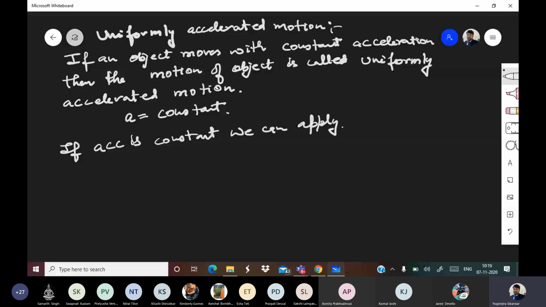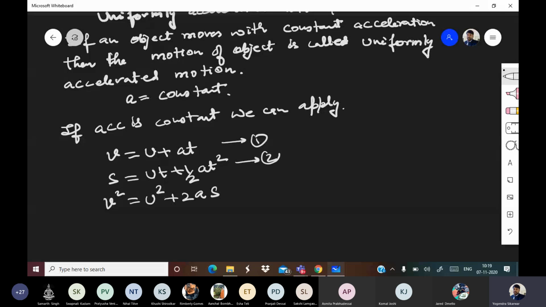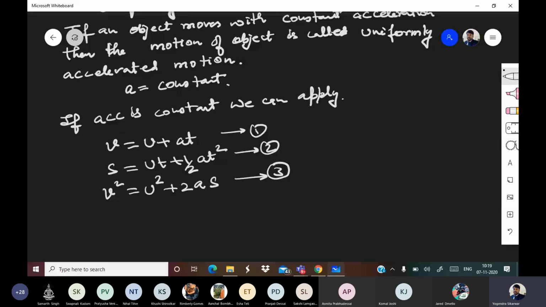and here I am giving you the equations directly. Okay. So v is equal to u plus at, s is equal to ut plus half at square, and v square is equal to u square plus 2as. This is the first equation, this is the second equation, and this is the third equation.